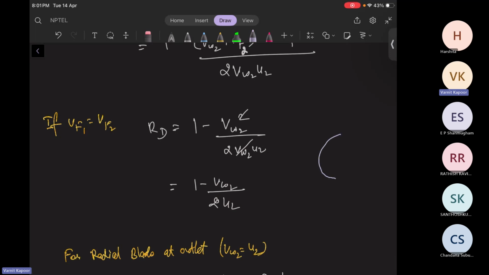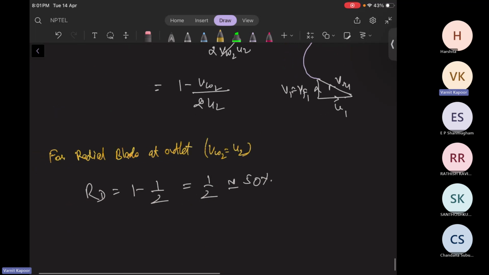This was your blade. This was your V1, which was equal to VF1, because the whirl component is 0. This is velocity U1 and this was VR1. Then at outlet I'm assuming that it is radial again. So this was V2, which is equal to VF2. This was VW2, which was equal to U2, and this was the relative velocity at 2. That's why I'm able to say this.